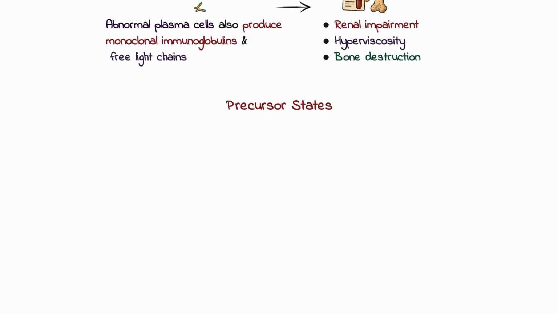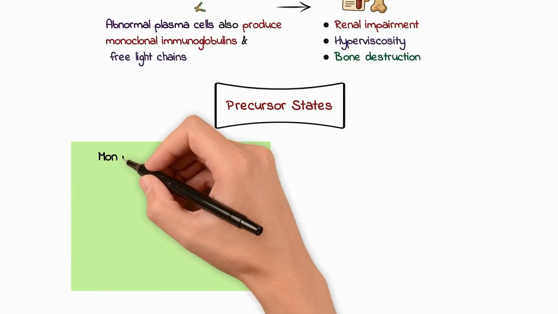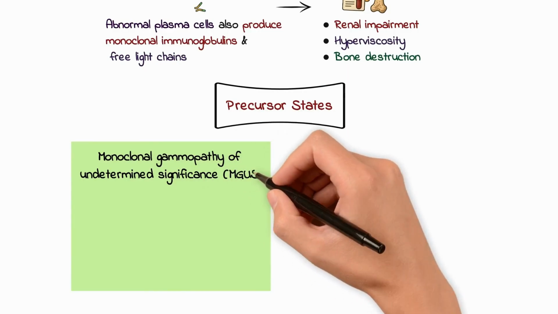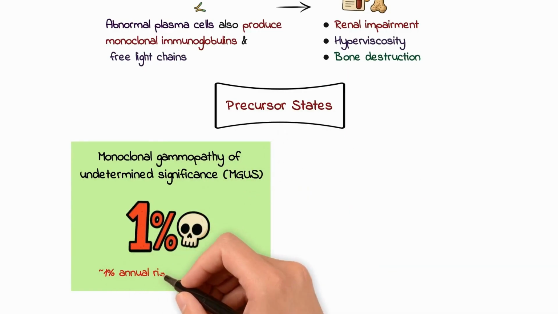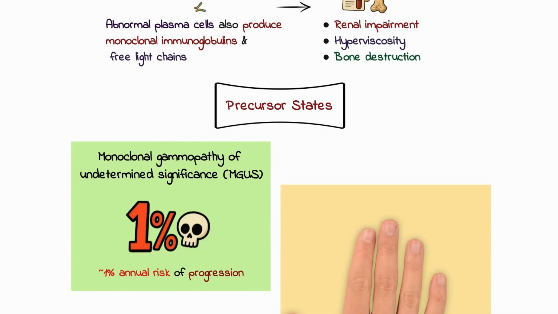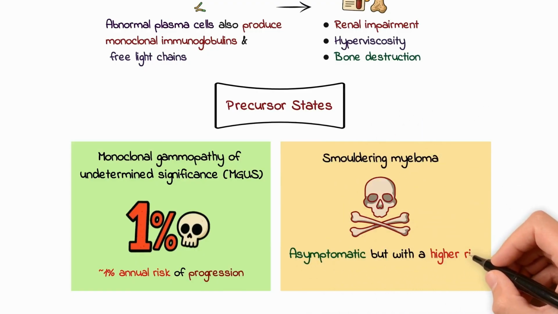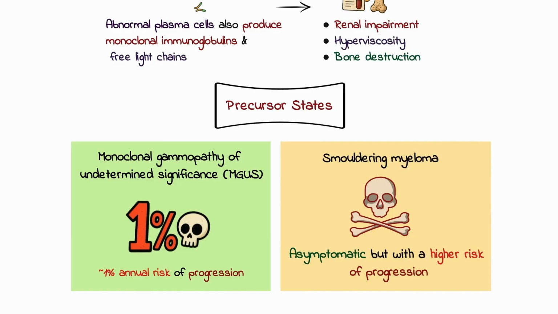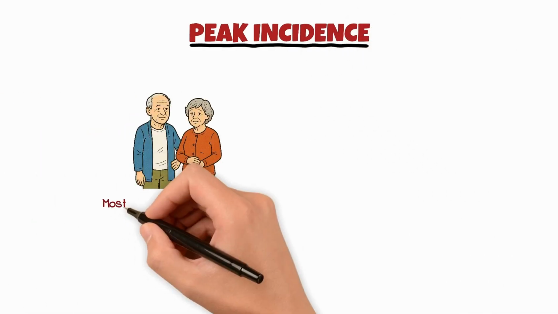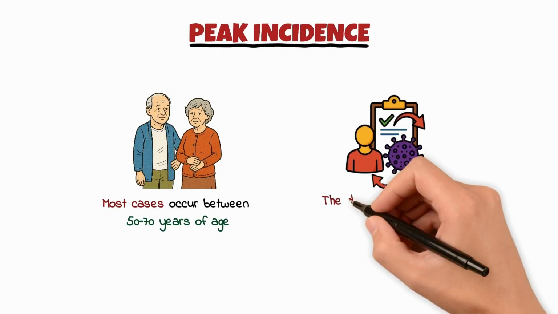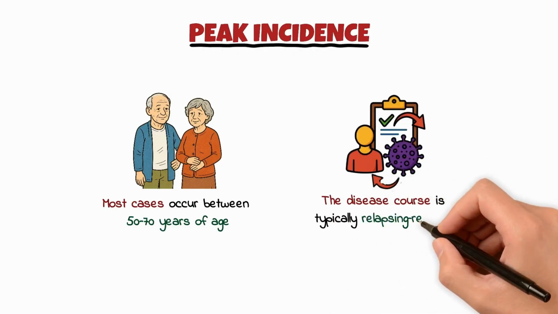Precursor states: monoclonal gammopathy of undetermined significance, MGUS, approximately 1% annual risk of progression. Smoldering myeloma, asymptomatic but with a higher risk of progression. Peak incidence. Most cases occur between 50 to 70 years of age. The disease course is typically relapsing and remitting.